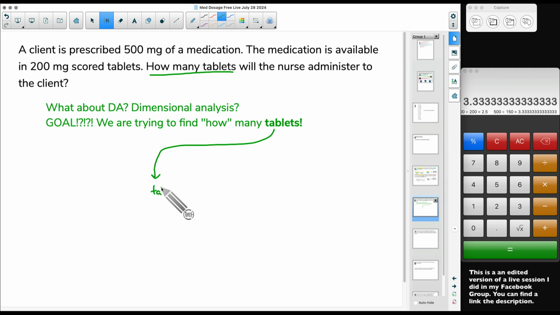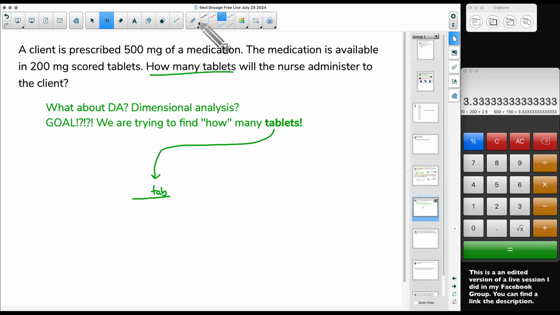I'm going to make that word tablet the first word in my first fraction. The top word in my first fraction. Now, there's no formula. I'm not giving you a formula. This is what people ask me a lot. They're like, how do I get started? I'm trying to show you. I'm trying to tell you right now how to get started. How many tablets? I'm starting off with tablets.